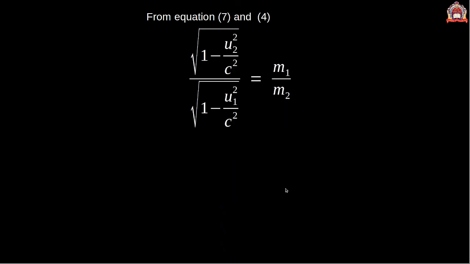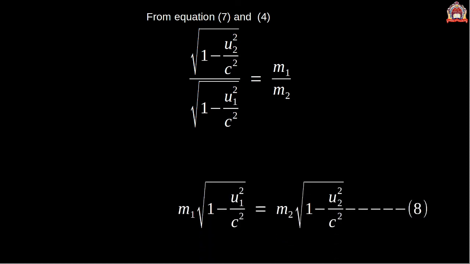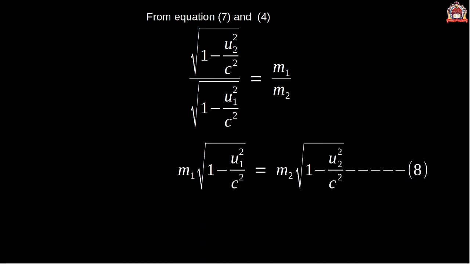From equations 7 and 4, we get m1 by m2 is equal to the square root of 1 minus u2 square by c square divided by the square root of 1 minus u1 square by c square. Simplifying this, m1 times the square root of 1 minus u1 square by c square is equal to m2 times the square root of 1 minus u2 square by c square.